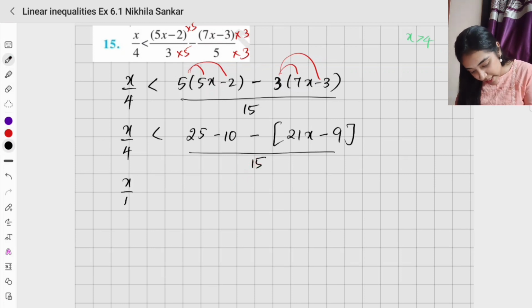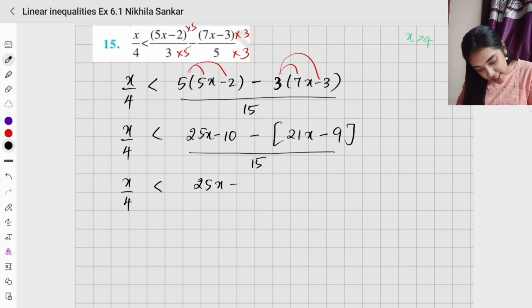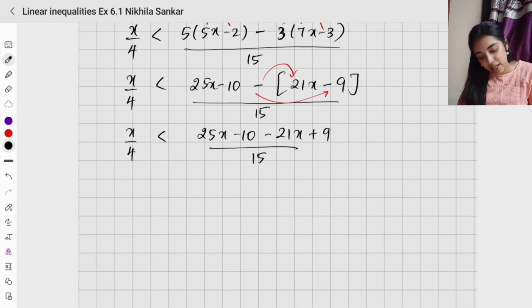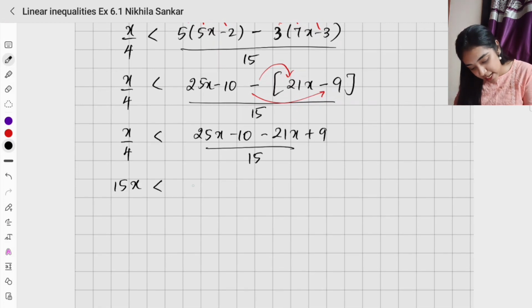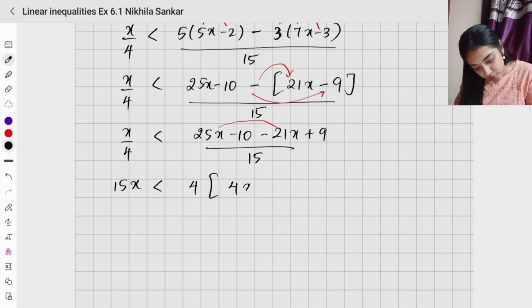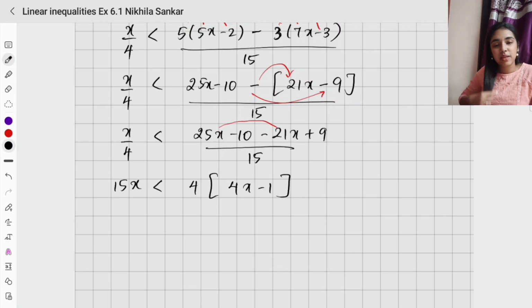Cross multiply அப்புறம் பண்ணலாம். X divided by 4 less than 25 minus 25x. Don't miss the x. So I have 25x minus 10. I'm going to multiply the minus inside. So minus 21x plus 9. Okay, minus 21x plus 9 divided by 15. Now I'm going to cross multiply. So I have 15x less than 4 into 25x minus 21x. So this is going to give me 4x. 4x minus 1 minus 10 plus 9 is going to give me minus 1.